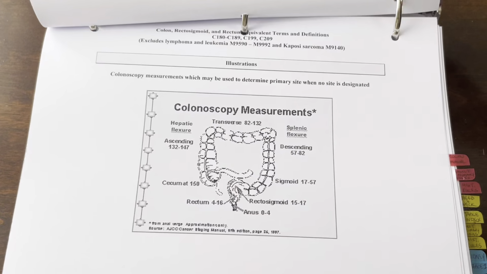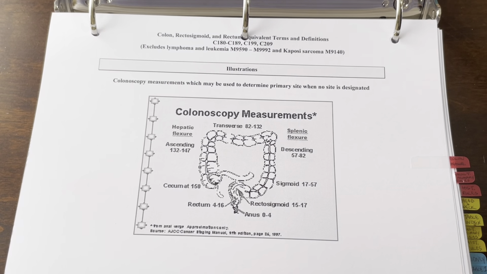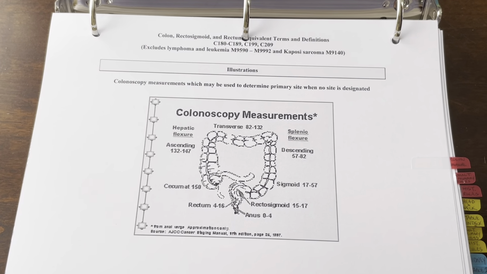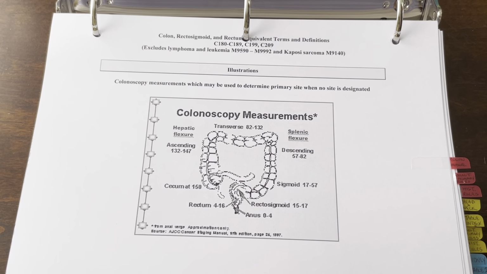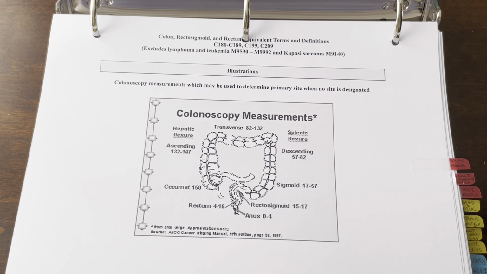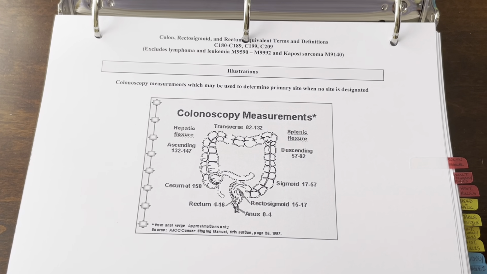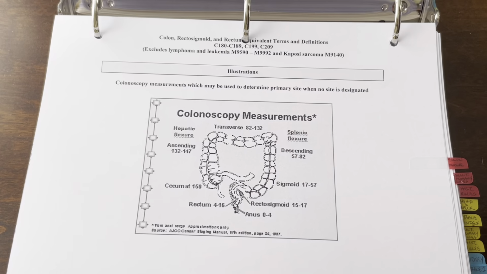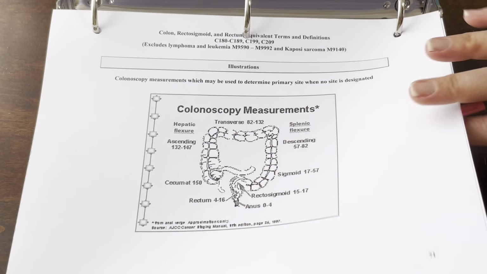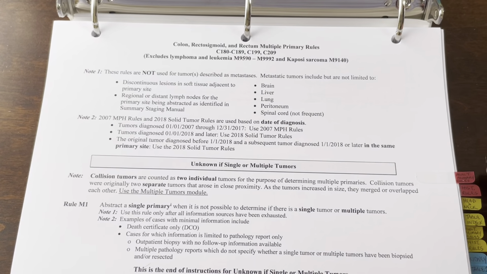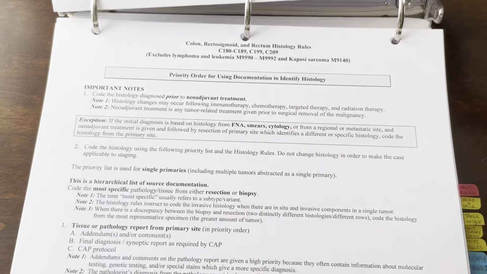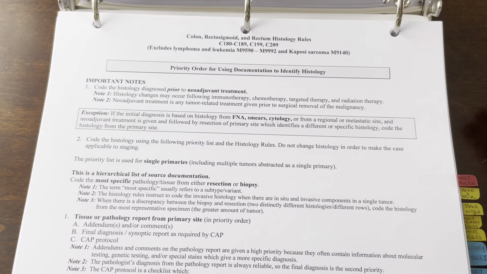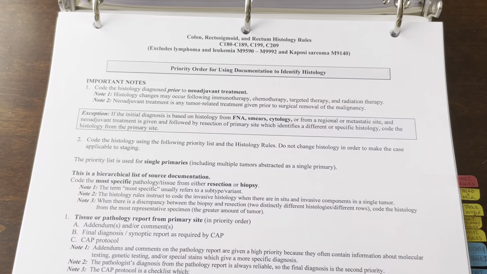And I also tabbed this page with the colonoscopy measurements, because sometimes your pathology reports will give you measurements and not the exact term for the part of the colon. So I just thought that this was a really helpful page that would come in handy. And then of course, again, you have your multiple primary rules and the histology rules.